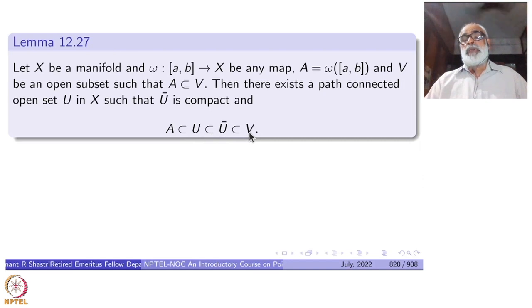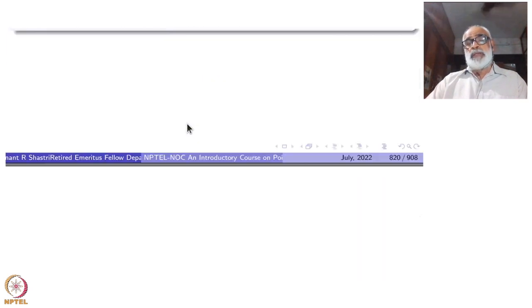If you don't worry about path connectivity, this is just regularity because A is compact, being the image of a closed interval under a continuous function. A is compact, V is open, so you would have got this by regularity. But how do you get that U is path connected? There you have to use that A is path connected, and X is a manifold, it is not true anywhere else. X manifold means it is locally path connected. So let us see the proof.